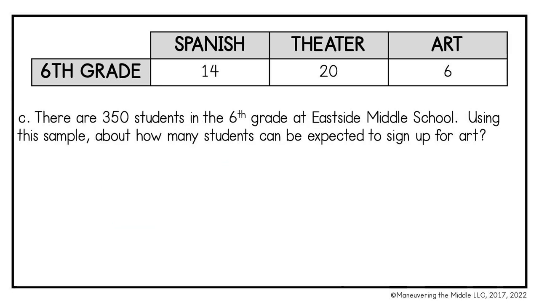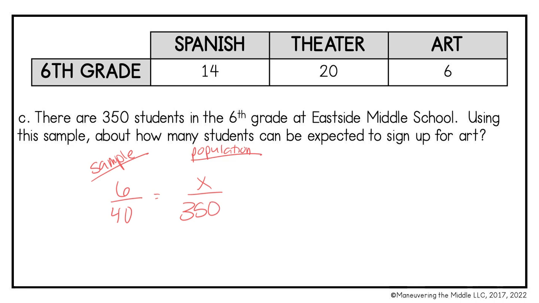Part C, there are 350 students in the 6th grade at East Side Middle School. So this is our big total, not our sample total. This is our whole population. Using the sample, about how many students can be expected to sign up for art? So we're going to use our sample first. The amount of kids that chose art is 6 out of the 40, and we want to know in the whole population how many will choose art.